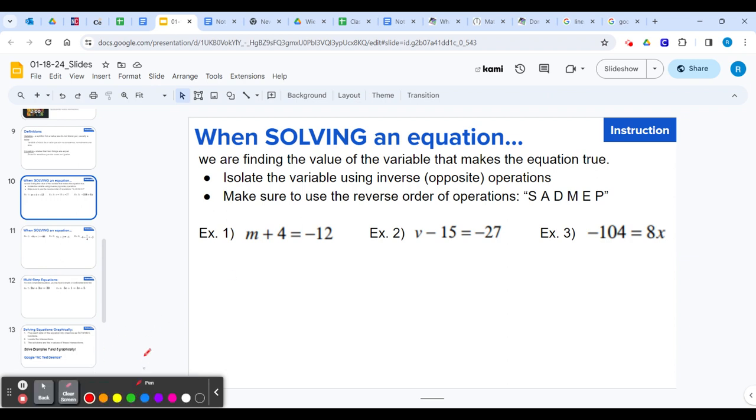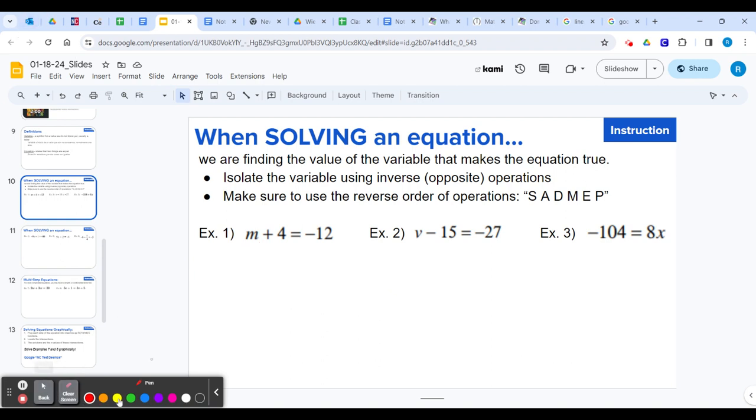Let's talk about this real quick. So if we have this equation, m plus 4 equals negative 12, if we were to try to solve this using guess and check and say, hey, does m equal 5? We'd plug in 5, we'd say 5 plus 4, does that equal negative 12? And it doesn't, so that wouldn't be true. m does not equal 5.